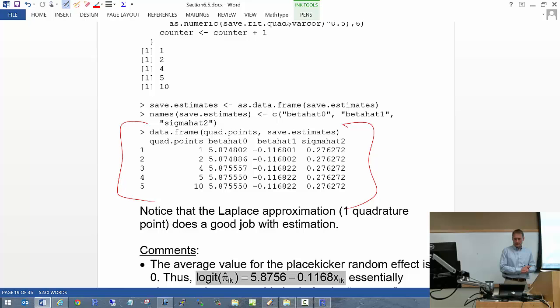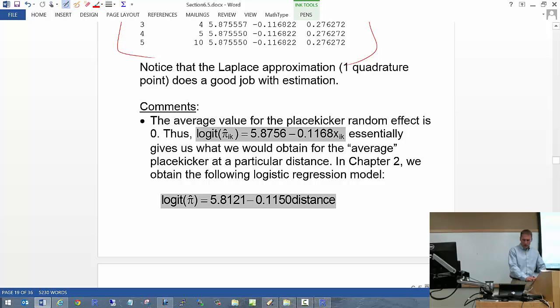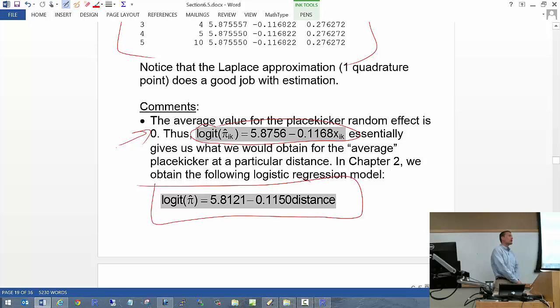So let's do some comments. Again, the average value, the average place kicker, let's say, would have a B equal to 0. So if we want to compare the average kicker to what we did maybe in chapter 2, we would essentially have the same kind of model. So here's the model that we just estimated, and here's the model that we got from chapter 2. You can see there's very little differences.